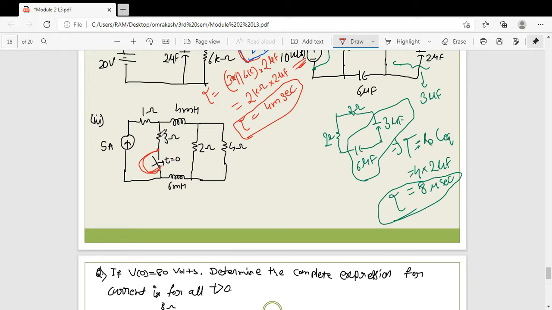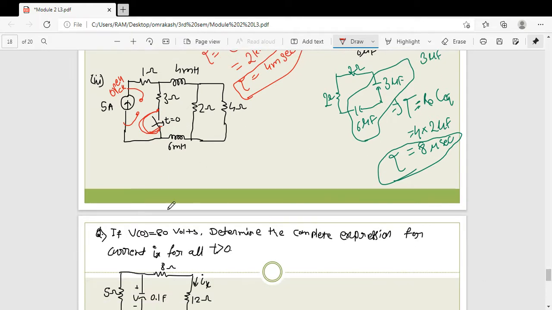So this 3 ohm resistance is connected with this node, right? And that terminal is open circuit. When you open circuit this, it is a redundant element, meaning this 1 ohm resistance has no effect on this network. So what does the whole network look like? The 3 ohm resistance and this 4 millihenry inductor are connected in parallel.